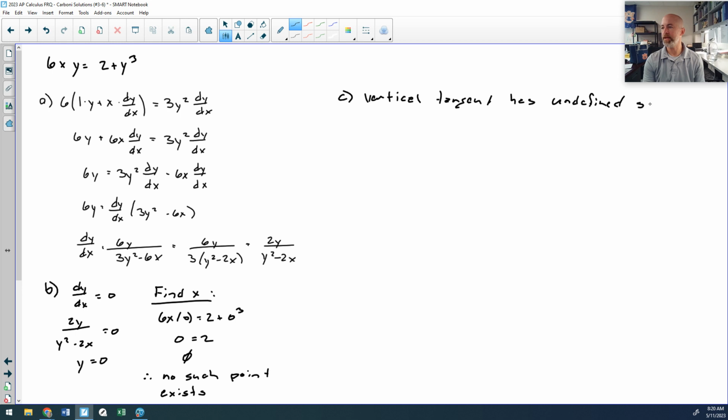And so I'm thinking back to my derivative. By the way, you don't have to write that down. That's me kind of being a teacher and explaining in more detail how I'm thinking. I would probably not have written that down if I were actually taking the AP exam, but an undefined slope is, and this is my brain here, when you have some non-zero number divided by zero. So I need to see what makes my denominator zero. And so I need y squared minus 2x to equal 0.